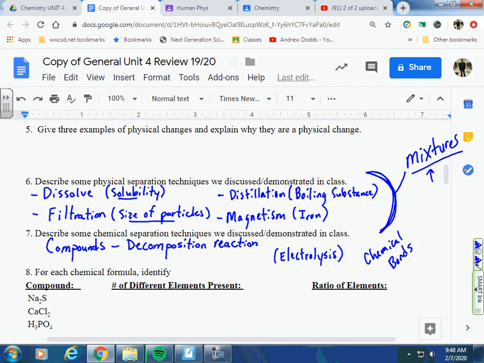Number 8. With number 8, we have to understand what element symbols look like. Element symbols consist of one of two forms. Either they can just be a capital letter by itself, or a capital letter followed by a lowercase letter. So wherever you see a capital letter, that means that's the start of an element. N here is the start of an element. Capital S here is the start of an element. So I have 2 different elements in this. One of them is capital N, little a, and the other element is just capital S.